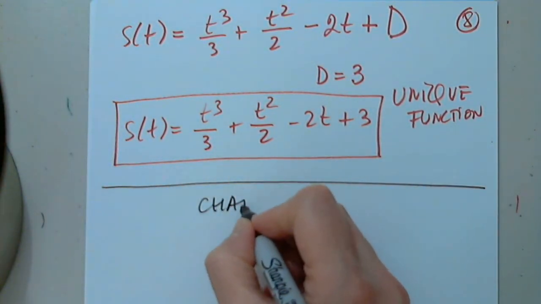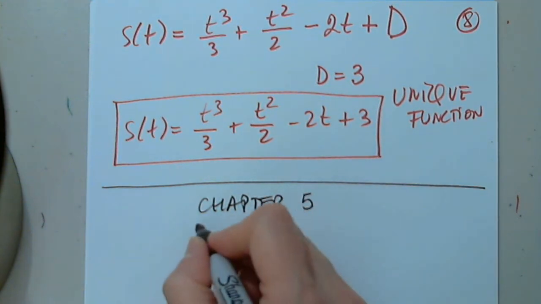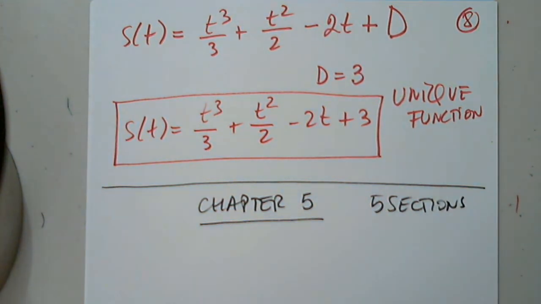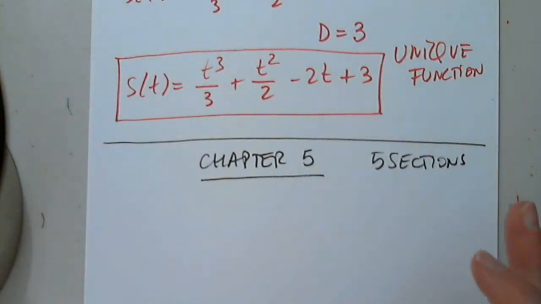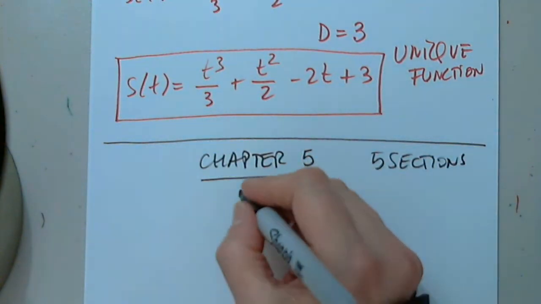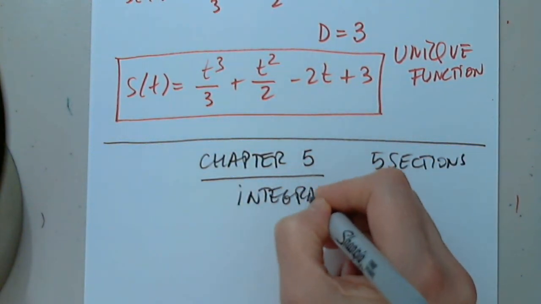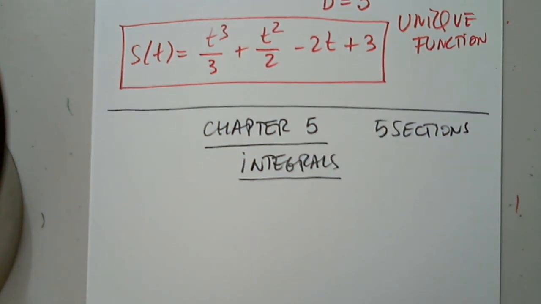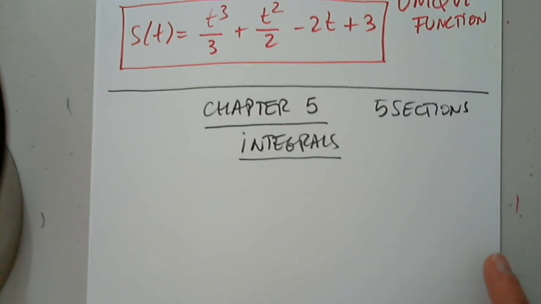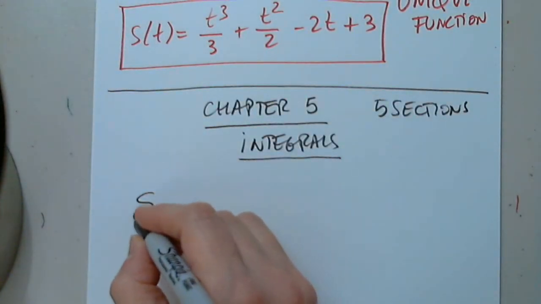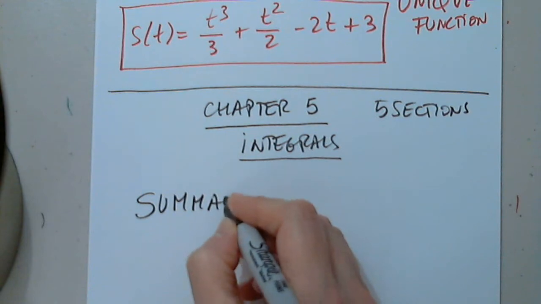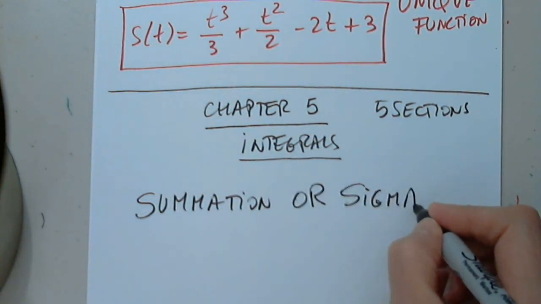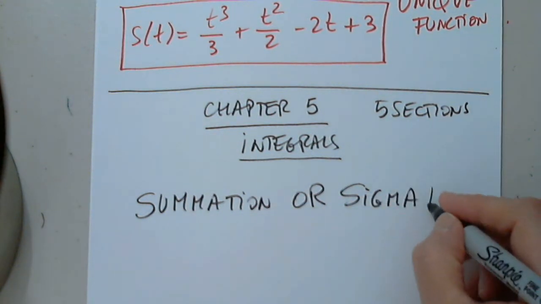Chapter 5. Chapter 5 has 5 sections. So there is a lot of prep. It's entitled Integrals. There's a lot of work before I even mention that word again. Okay, first of all, we're going to talk about something called the summation or sigma notation.